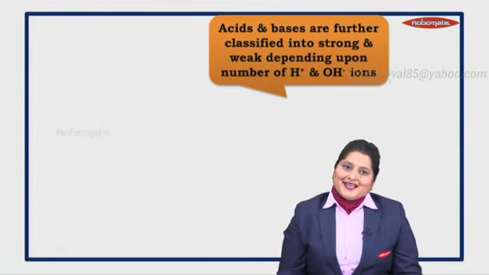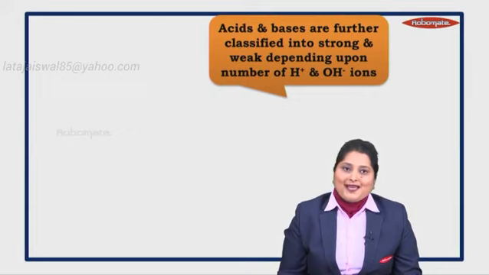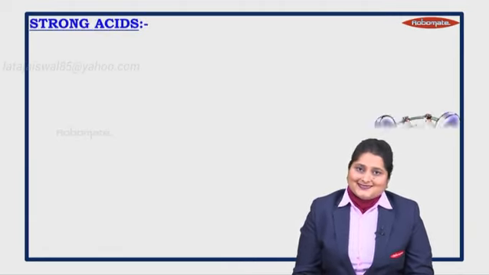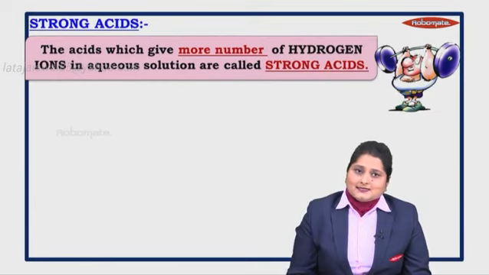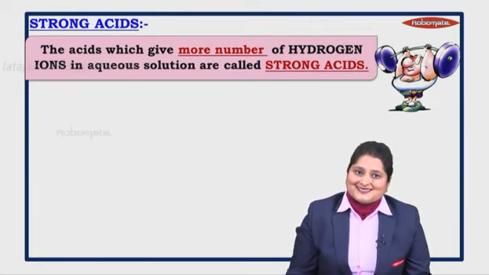Hello. Acids and bases are further classified into strong and weak, depending upon the number of hydrogen ions and hydroxyl ions. What are strong acids? Let's define. The acids which give more hydrogen ions in aqueous solution are called strong acids.